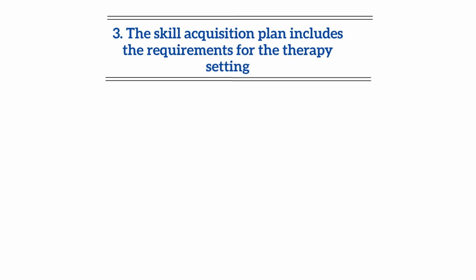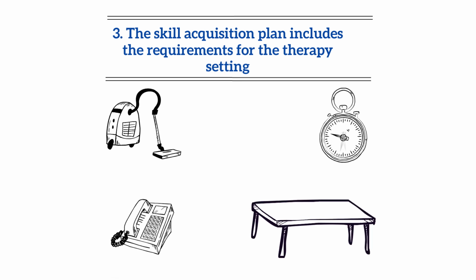After identifying the setting, the plan will list the requirements for the setting. Examples include tabletop activities, a visual schedule, and PECs. It will also list distractors for the setting, such as open windows, loud music, and bright lights.